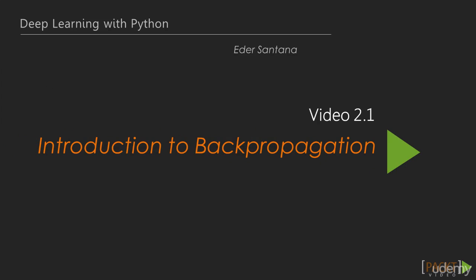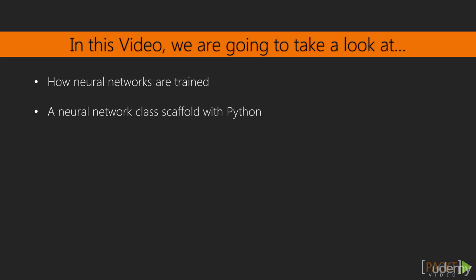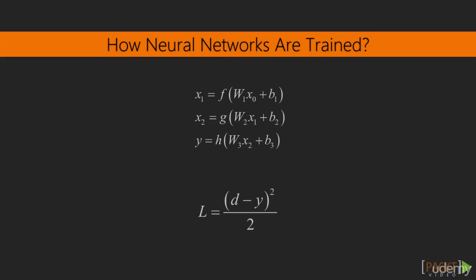Let's start with our introduction to backpropagation. In this video, we will look at how neural networks are trained and present a neural network class scaffold with Python. Let's start defining a 3-layer network here, where x0 is the input data. Imagine the image pixels that we saw in the previous example, and the output of each layer goes into the next layer as the new input, till we get our final output y.